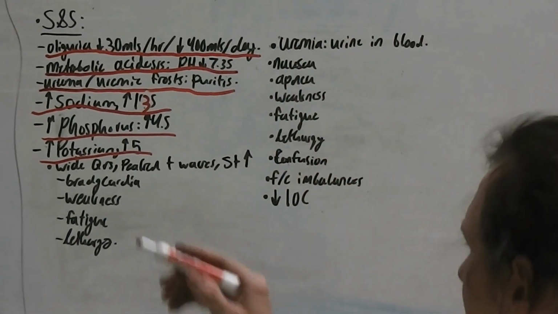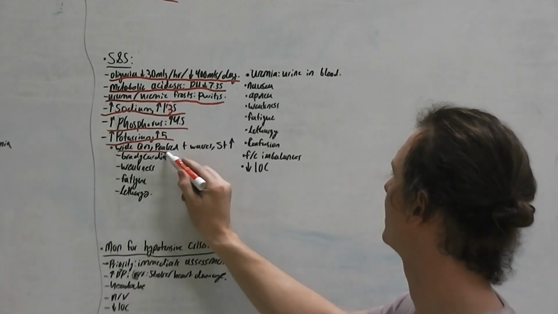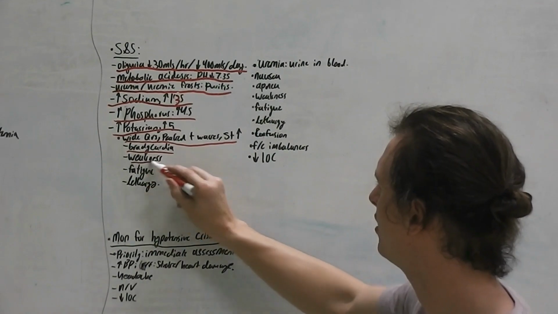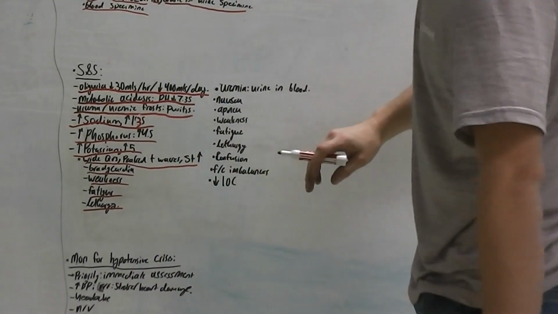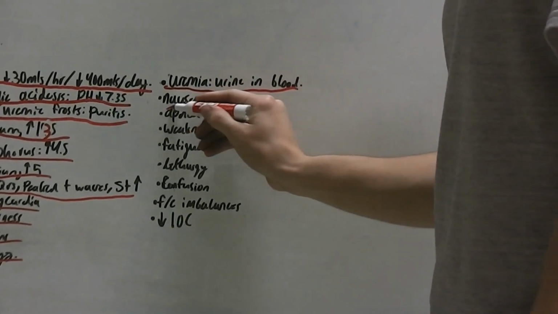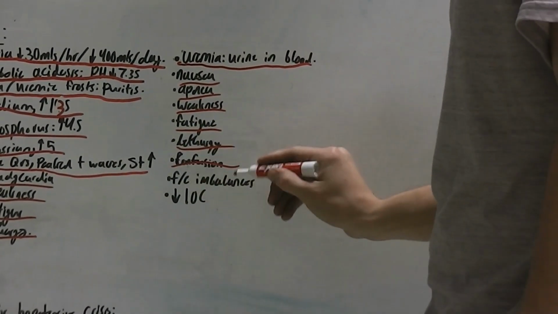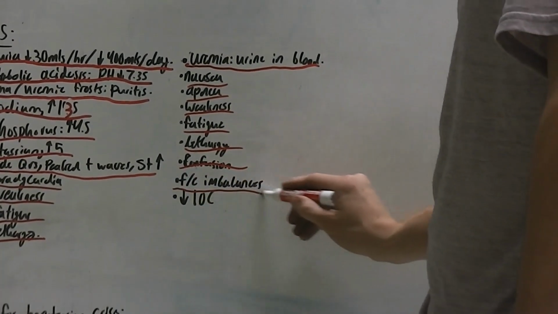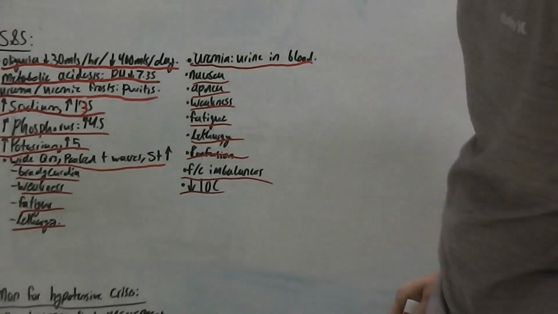And with that potassium, we got to worry about hyperkalemia. And with that, we're going to see a wide QRS, peaked T waves, and an ST elevation. We can also see bradycardia, weakness, fatigue, and lethargy. Now we're going into what Saunders said. They're going to have uremia, which is urine in the blood, nausea, apnea, weakness, fatigue, lethargy, confusion, fluid and electrolyte imbalances, and a GCS lower than 10. That's decreased level of consciousness.